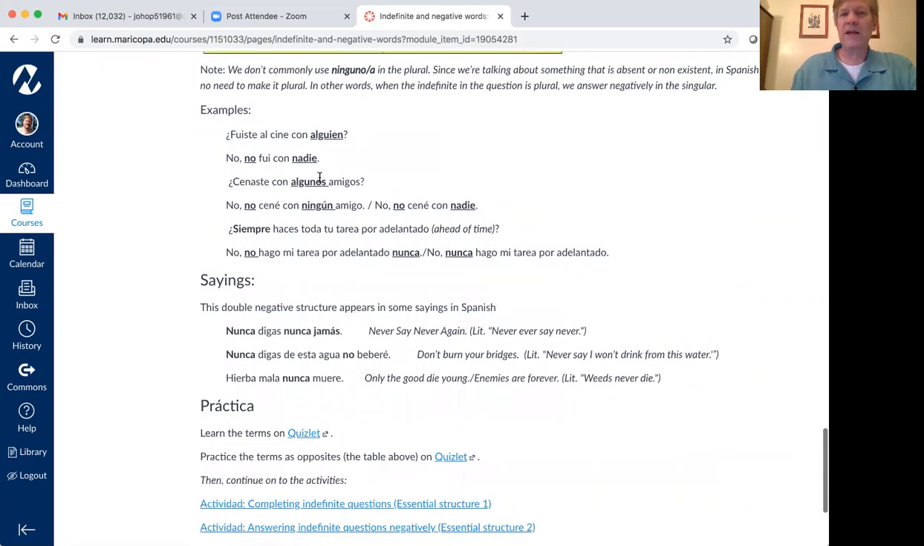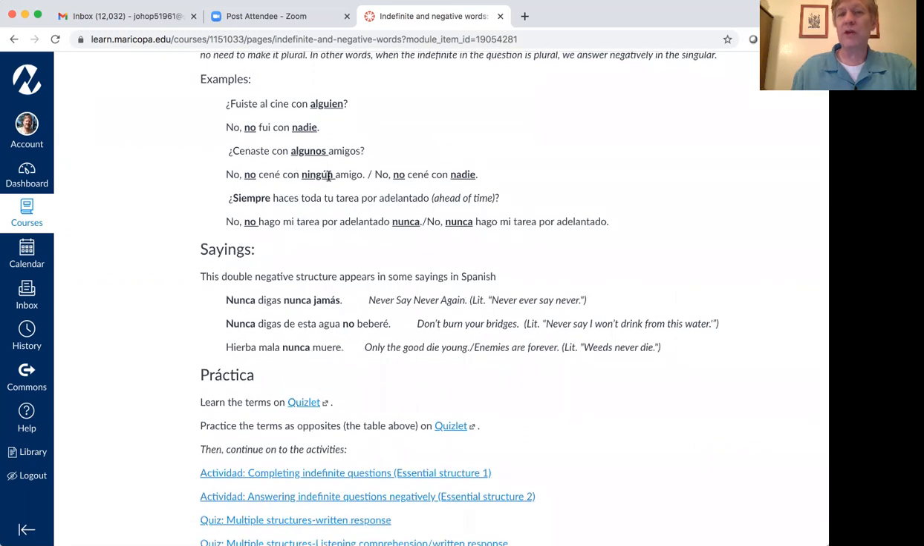¿Cenaste con algunos amigos? No, no cené con ningún amigo. Here we want to highlight that sometimes we may ask in the plural, algunos, algunas, and we usually reply in the singular, ningún, ninguna. Bien?